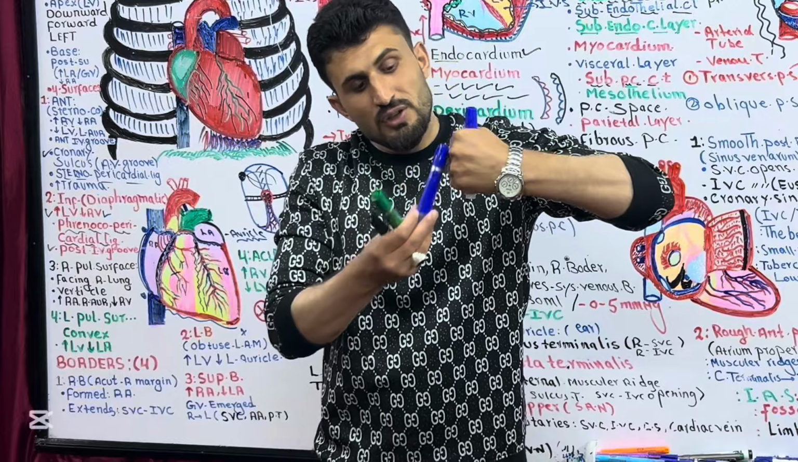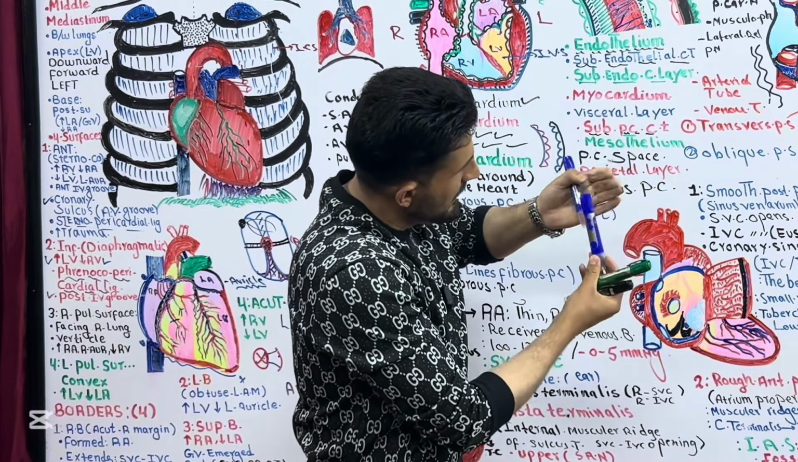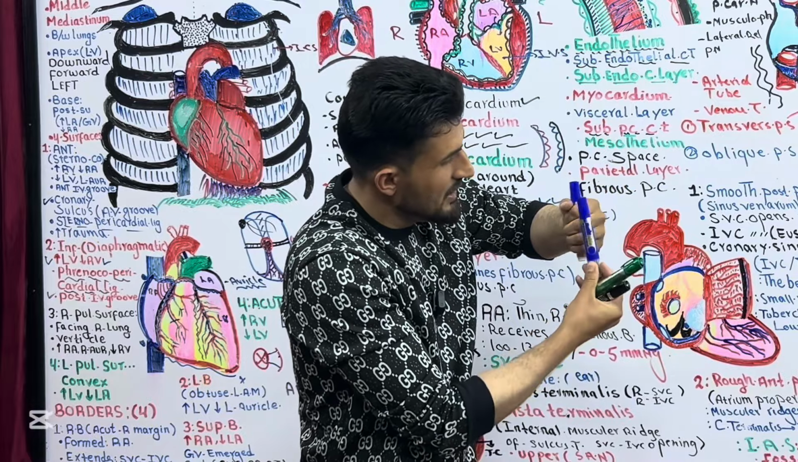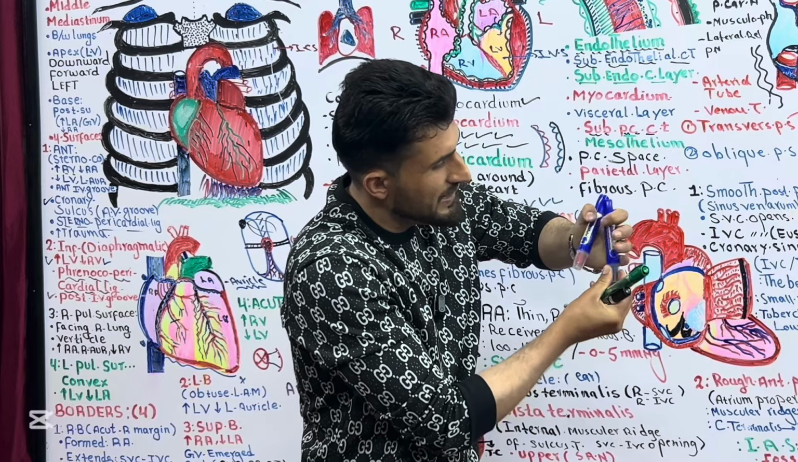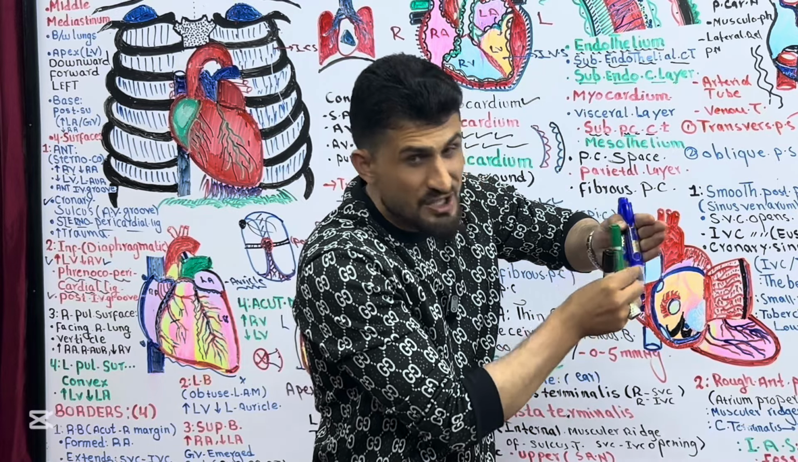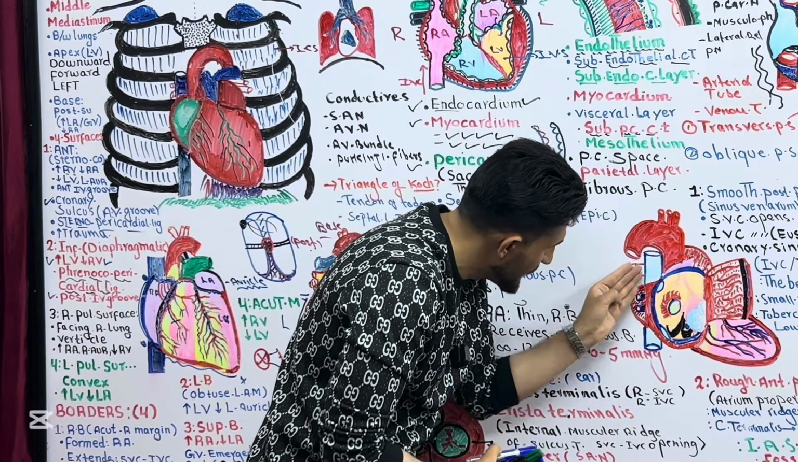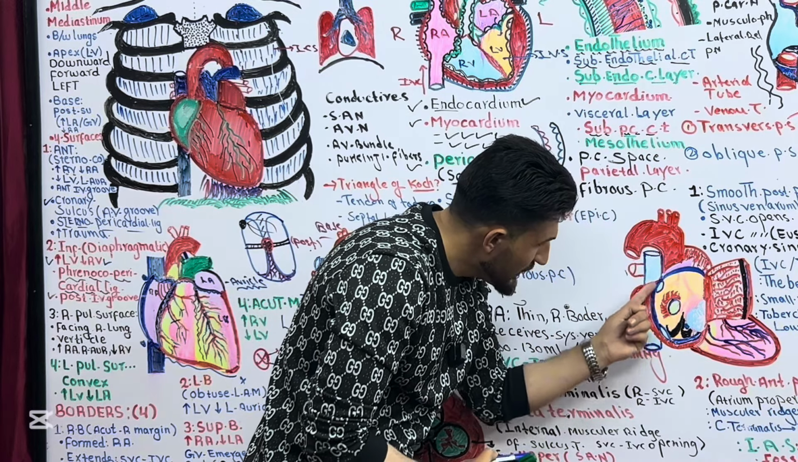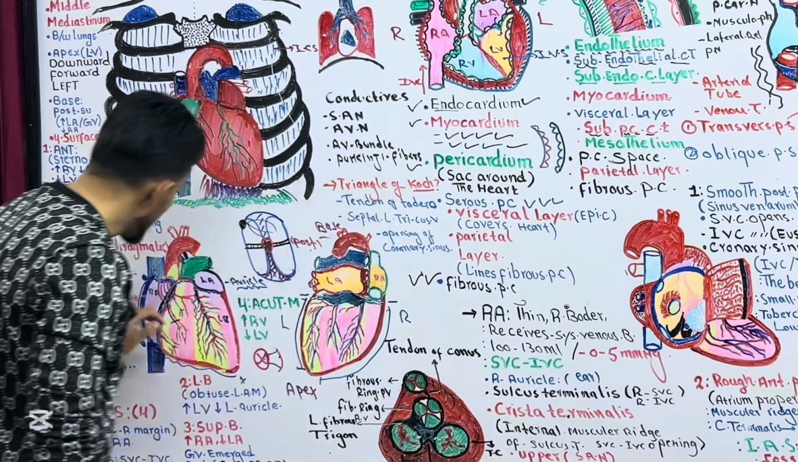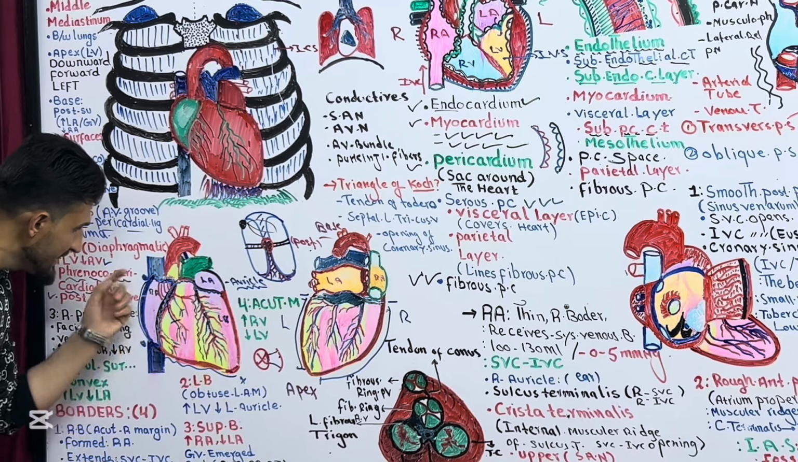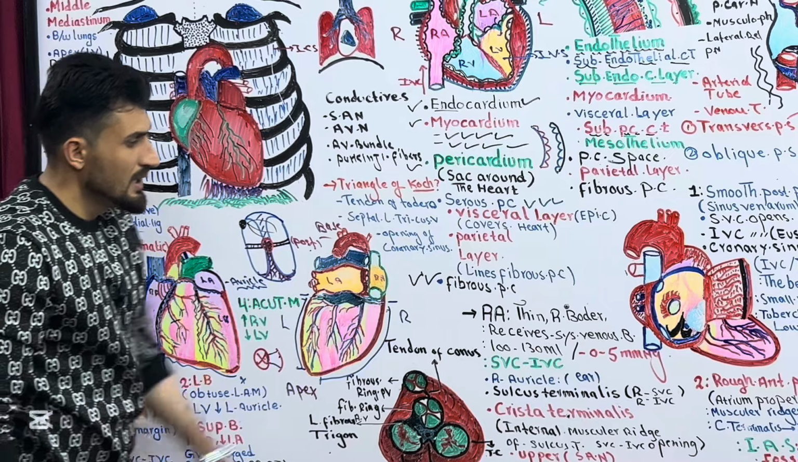Listen to me carefully. From the outside we have the sulcus. From the inside, beneath the sulcus, we have a bulging of muscle, which is called crista terminalis. So from the outside we have the sulcus terminalis, and when you watch it from the inside, we have a bulge which is called crista terminalis.